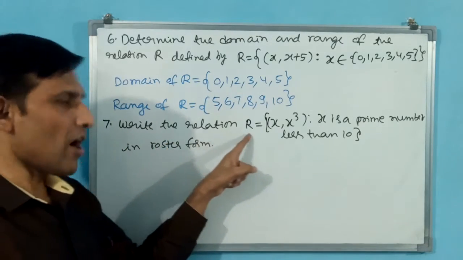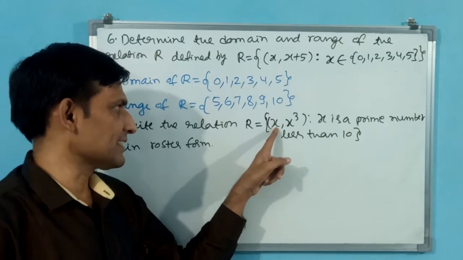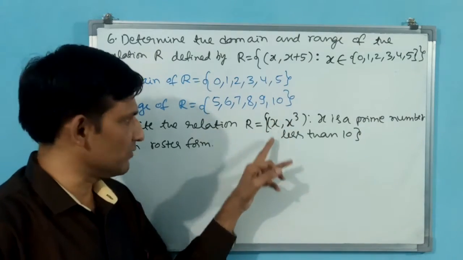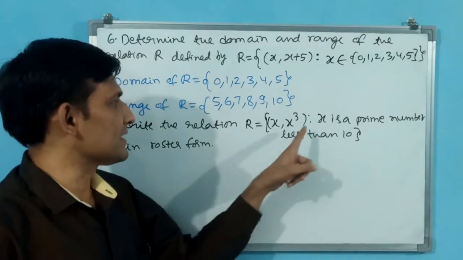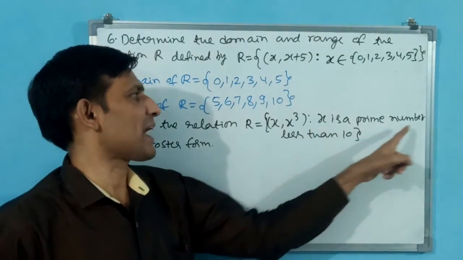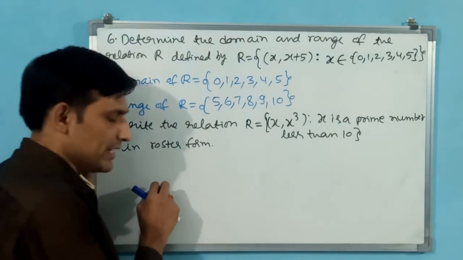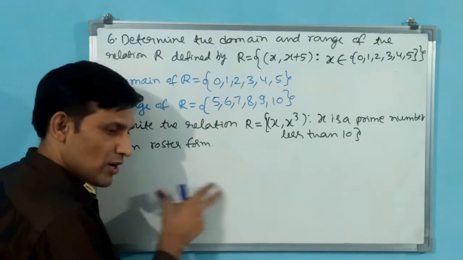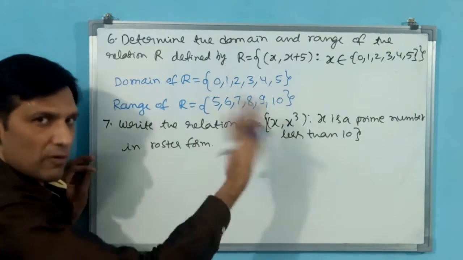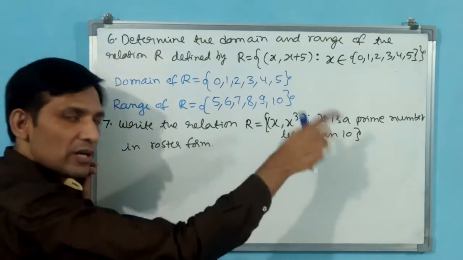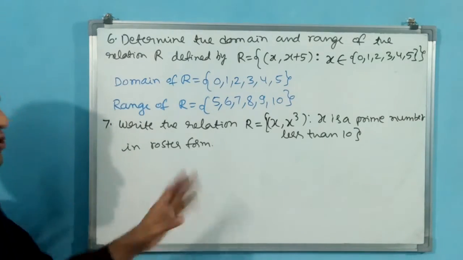See the 7th question. Write the relation R for all values of x, x cube. X, x cube. In the x coordinate, x will come. In the y coordinate, x cube will come. What value has he given for x? X is a prime number less than 10. That means x values you have to take are prime numbers less than 10. That will be a set of x, x cube or y. You have to make a cube of those prime numbers. Like this we have to do. In roster form we have to write.